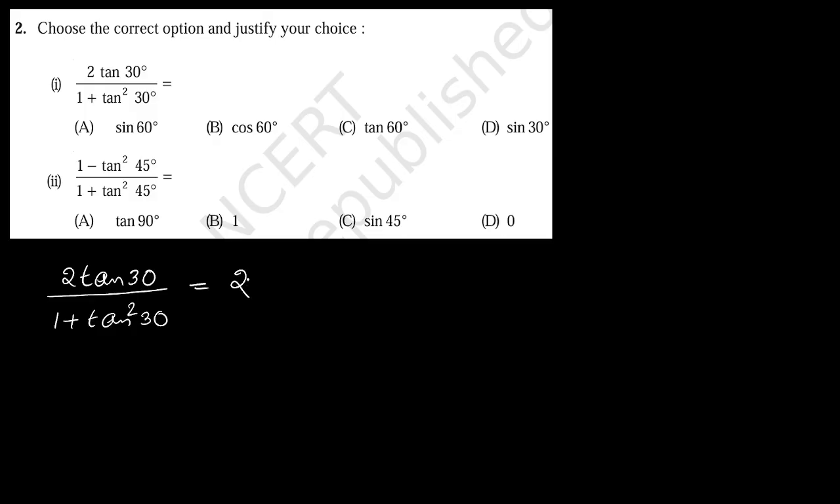In the previous class, you have studied the important angles. Tell me, what is tan 30? Sir, 1 by root 3. The important angles we studied in the previous class: 0, 30, 45, 60, 90. If you don't study that, you will not be able to solve it. Tan square 30 will be 1 by root 3 square.